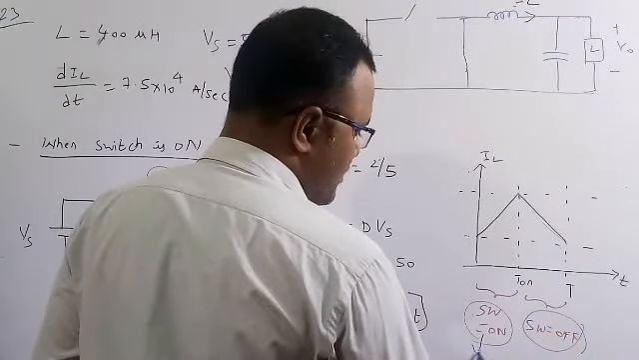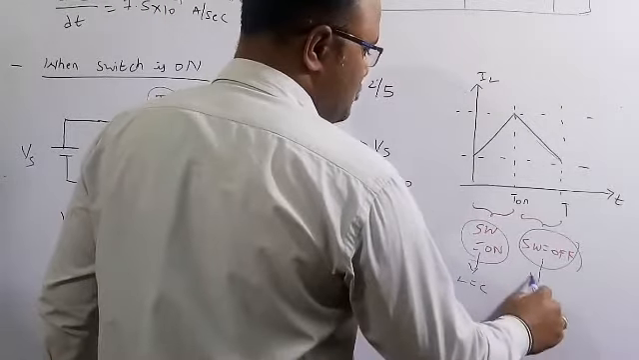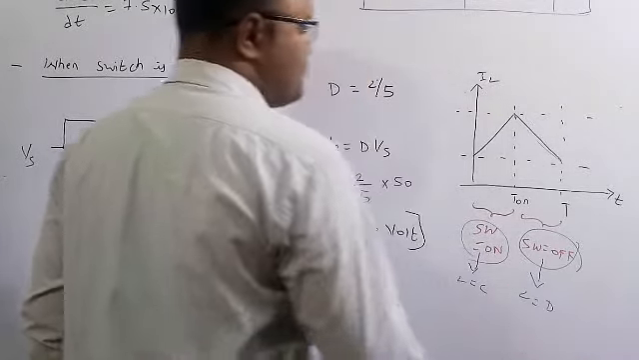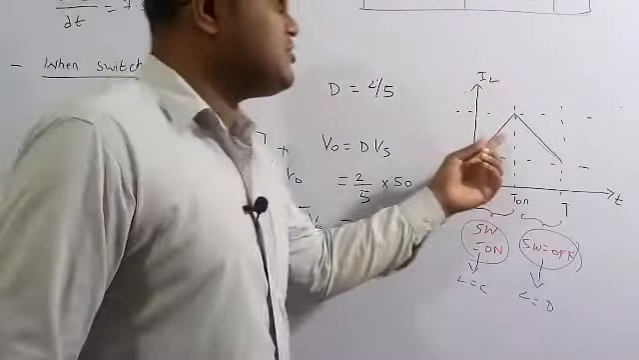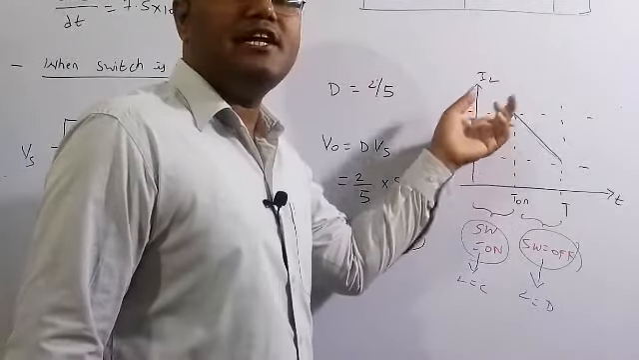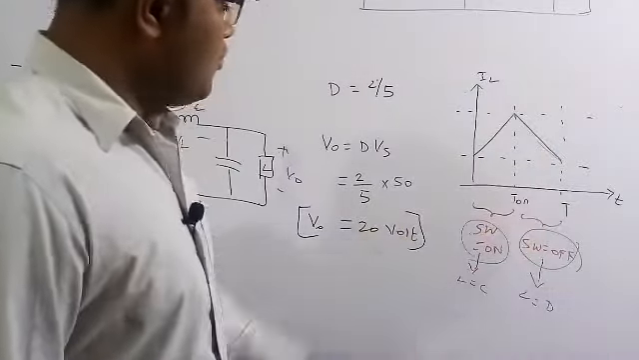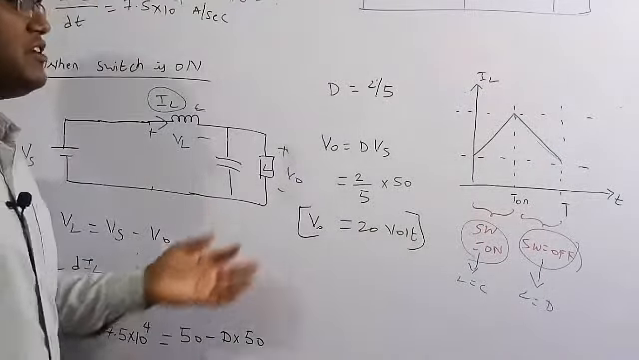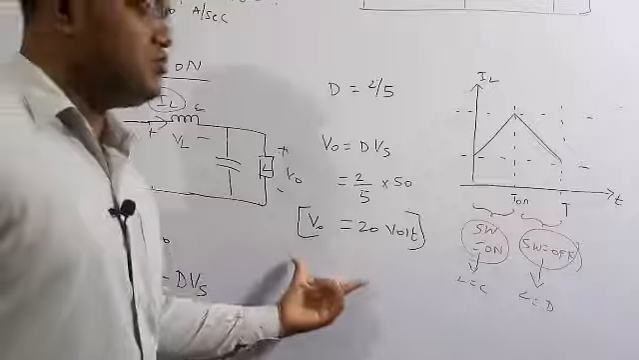So whenever the switch is on, L is in the charging mode. Whenever the switch is off, L is in the discharging mode. This is a linear change of the current; it increases linearly and also decreases linearly. So finally the solution is V0 is equal to 20 volt, which is the correct solution of this question.